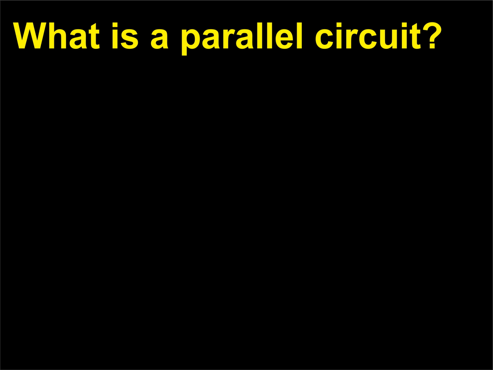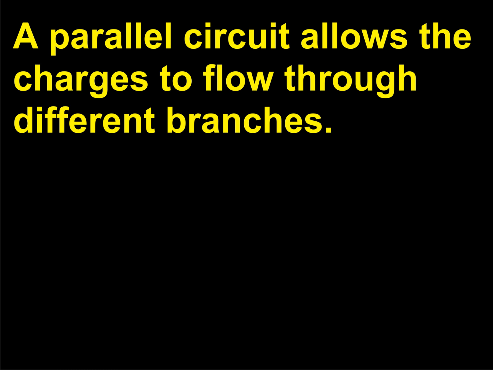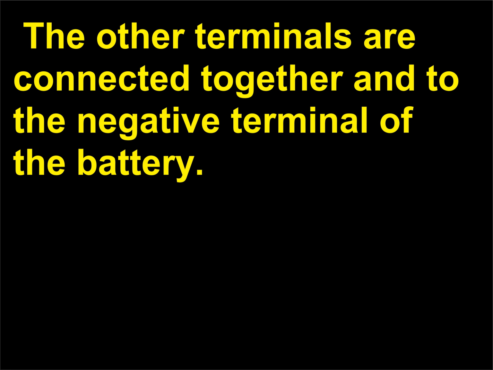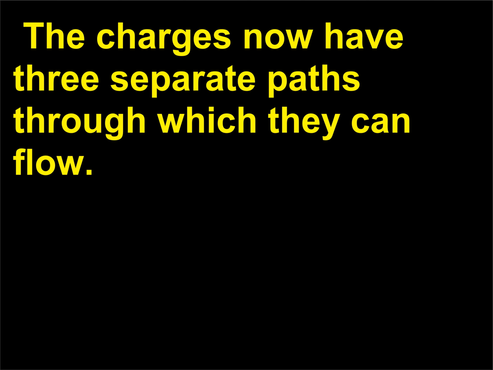What is a parallel circuit? A parallel circuit allows the charges to flow through different branches. For example, the wire from the battery would be connected to one terminal of each of 3 bulbs. The other terminals are connected together and to the negative terminal of the battery. The charges now have 3 separate paths through which they can flow.